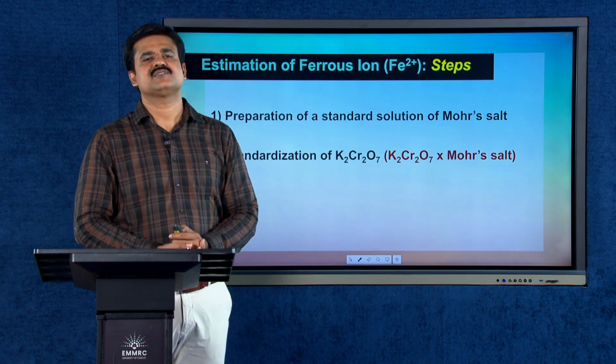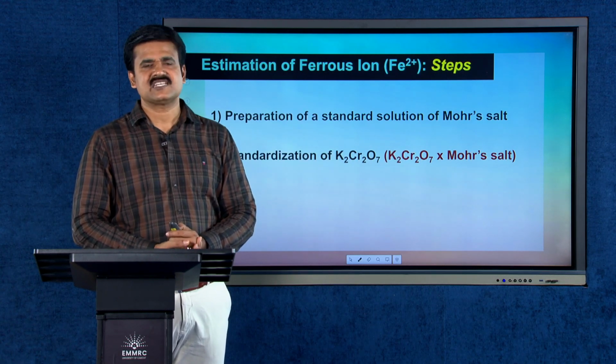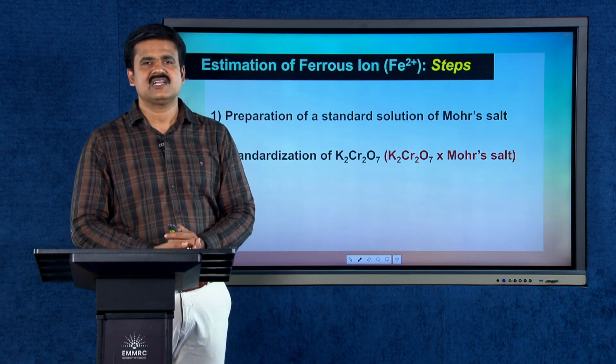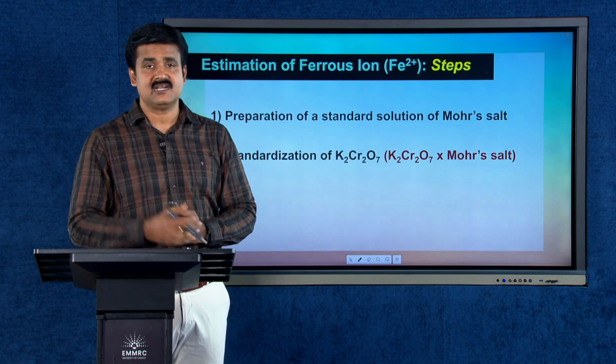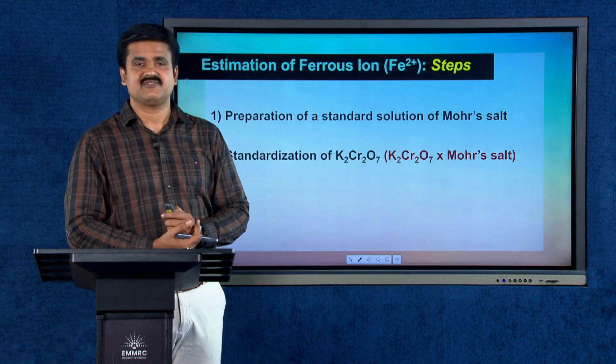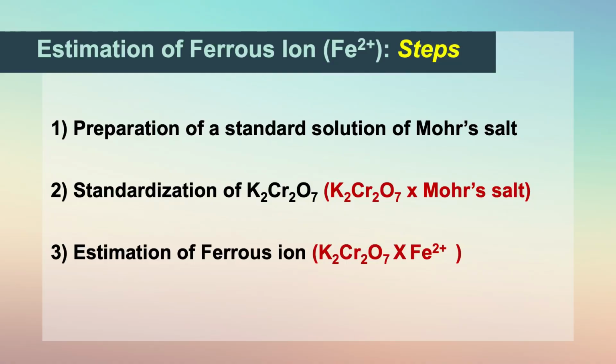Otherwise, if some solution is given and its concentration is not known exactly, then you can take a fixed quantity of Mohr's salt and prepare a standard solution of Mohr's salt. By using that Mohr's salt solution, you have to standardize K2Cr2O7 first. So, you go to standardized K2Cr2O7, and by using that standardized K2Cr2O7, you can estimate ferrous ion. So, these are the steps we generally adopt for the estimation of ferrous ion using potassium dichromate.